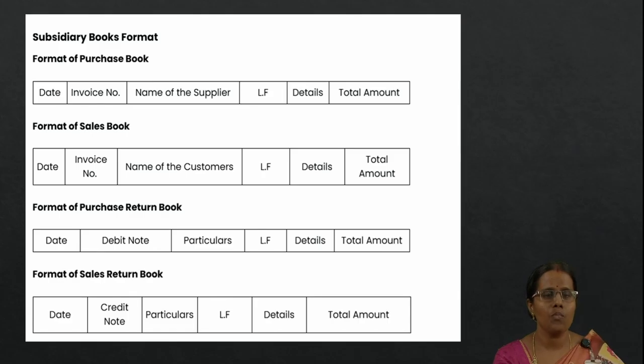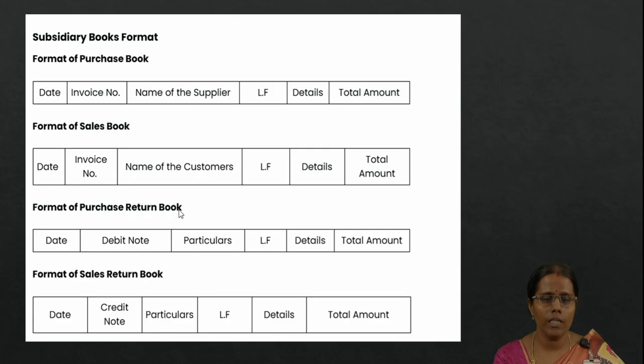And then format for purchase book. In the purchase book, the evidence is the invoice number, and the name of the supplier is entered, the ledger folio number is mentioned, any other details are mentioned here, and the total amount is mentioned here. And then next, sales book. Here also date, invoice number, name of the customer. In the purchase book, name of the supplier is entered. In the sales book, name of the customer is entered.